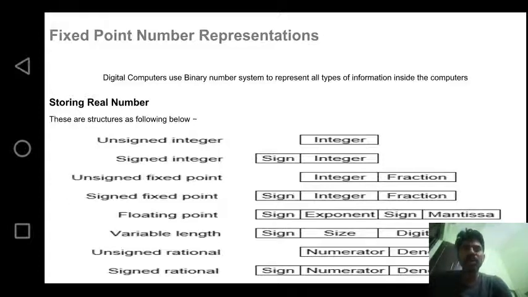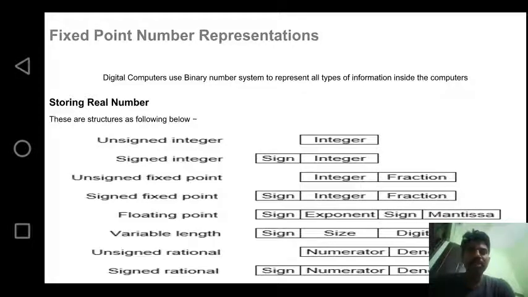When it comes to alphanumeric data, it is a combination of both numbers and alphabets. So it is also represented using the binary numbering system, but uses different techniques. First, we will see how to represent numeric data in a digital computer. That can be represented by using two popular notations. One is fixed point number representation, and the second one is floating point number representation.